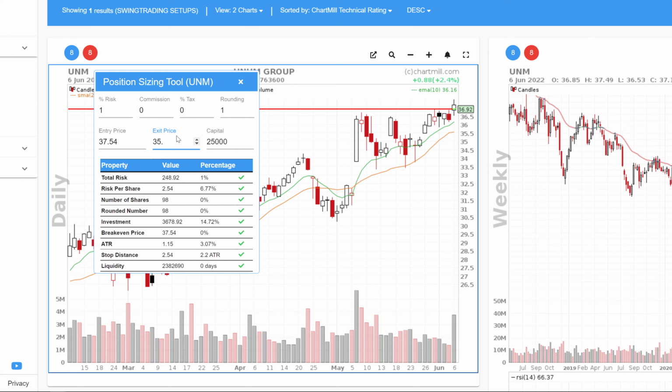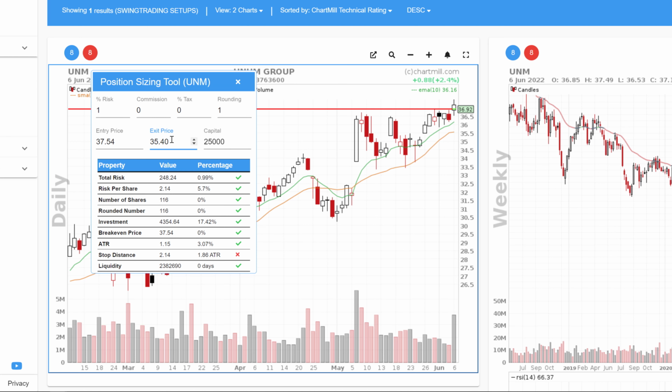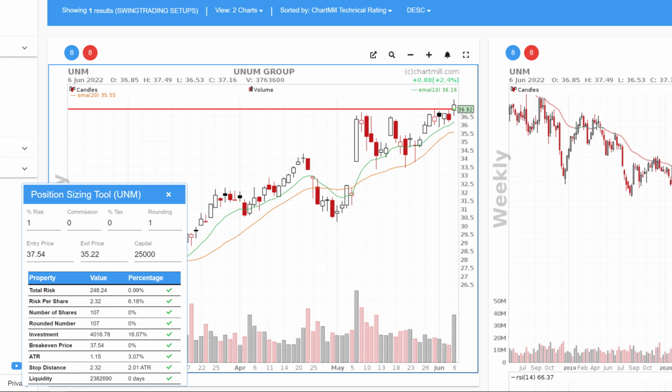For example, if I set this to 35.40, it's still a bit too low. 35.20, that's 2.03. So I guess it will be something like 22. Yeah, 22. So 35.22 it is the sweet spot. Then my stop distance is at just a little bit over 2 times the average true range. So 35.22, that's something around here, approximately.